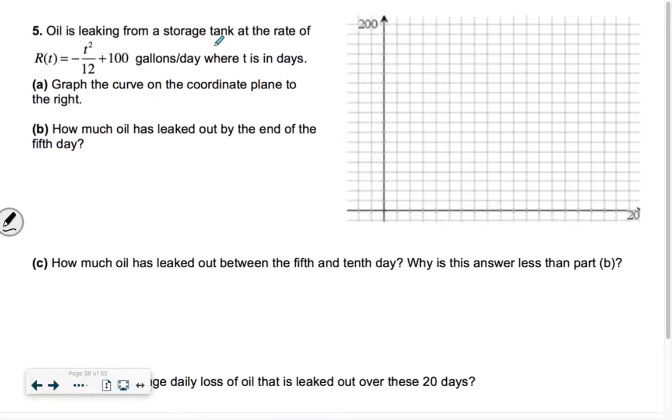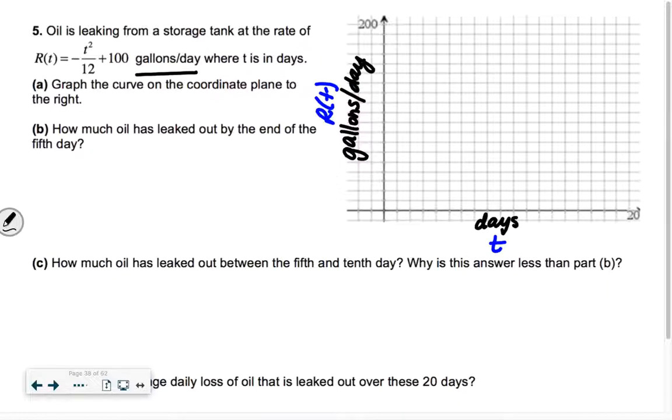So number 5 says oil is leaking from a storage tank at a rate of R of t, which is negative t squared over 12 plus 100 gallons per day. Okay. So when I'm graphing this, my y value is in gallons per day. And this was our R of t. It was a rate, right? Do you guys agree that it's a rate when you say something like gallons per day? And then the other part is t, which is our time. So that's going to be in days.